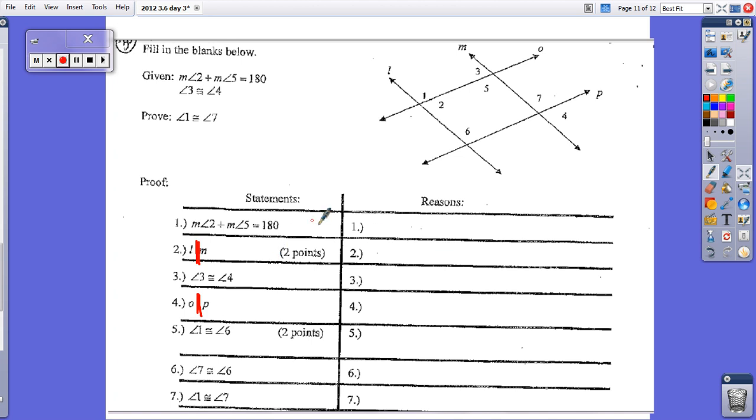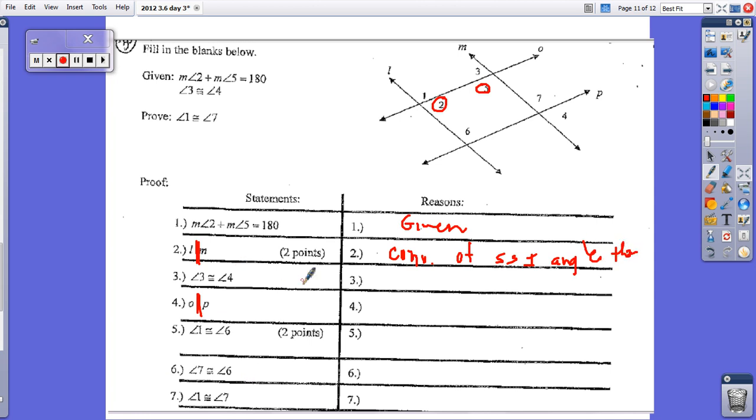So the measure of angle 2 plus measure of angle 5 equals 180. That was a given. That would mean that L is parallel to M. So L and M are over here. Now I proved that this angle and this angle were supplementary. Well, you can see that 2 and 5 are same side interior angles using L and M as your parallel lines. So that would be the converse of the same side interior angle theorem.